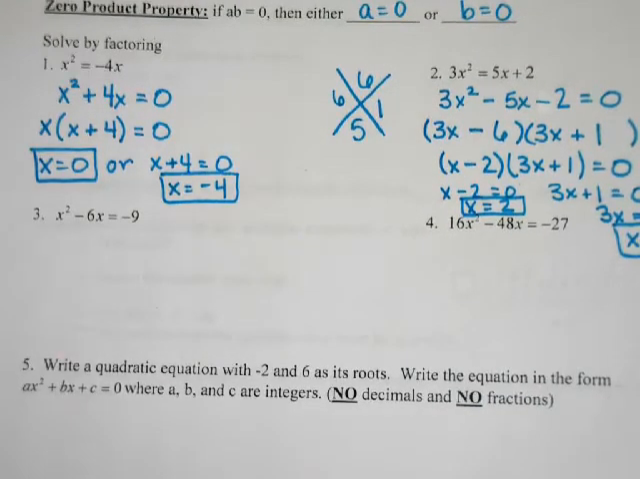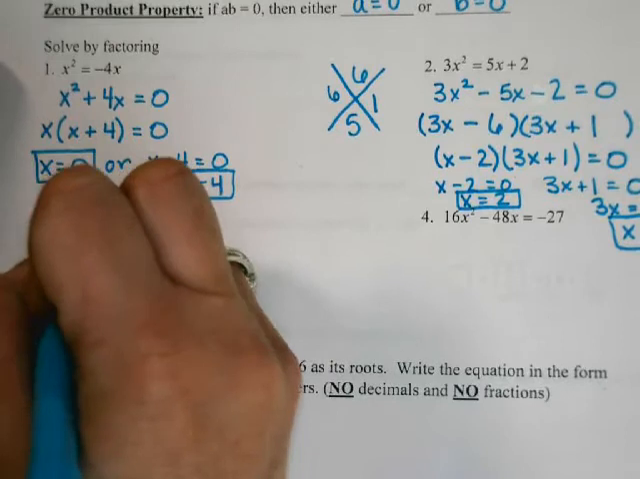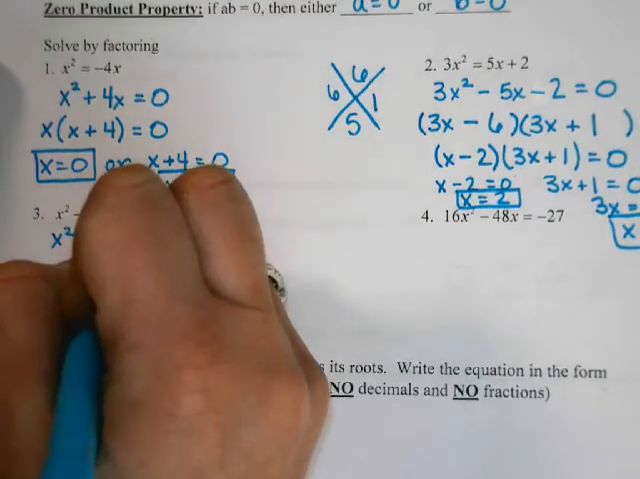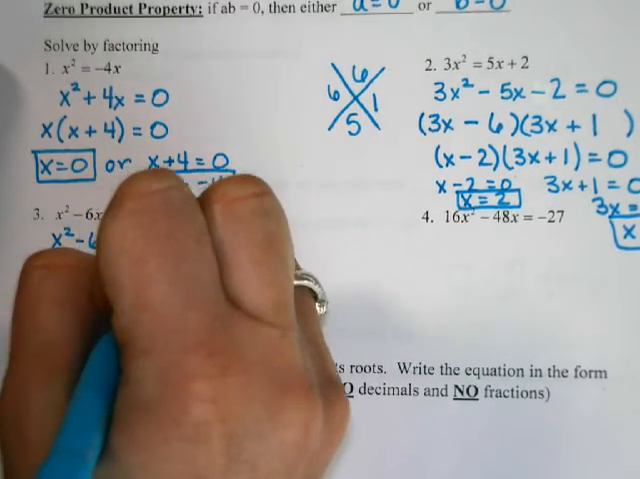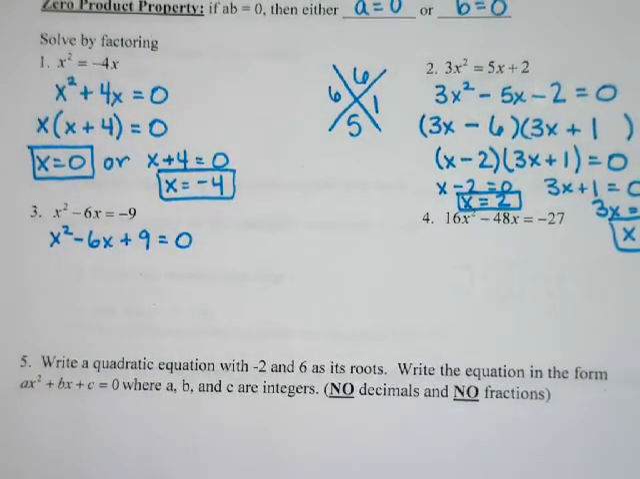Okay, number 3. X squared minus 6x equals a negative 9. What do I need to do first? It has to be equal to 0. So x squared minus 6x plus 9 equals 0.